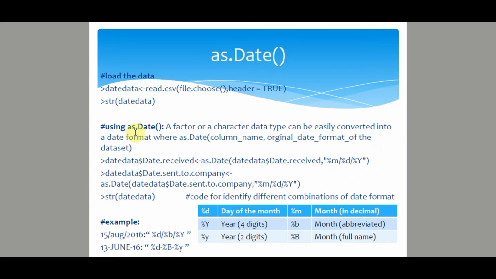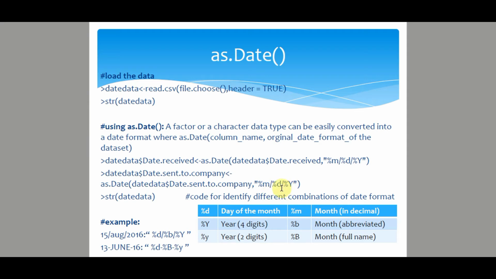Then use the as.Date function to convert a factor or character data type into date format, where the parameters of as.Date include the column name, comma, and the original date format. For example, this date received column was originally loaded as character type. Using the as.Date function to convert it into a date data type, and this %m, %d, and %y identify the date formats in the column date received. We will do the same with our second date column, sent to company.